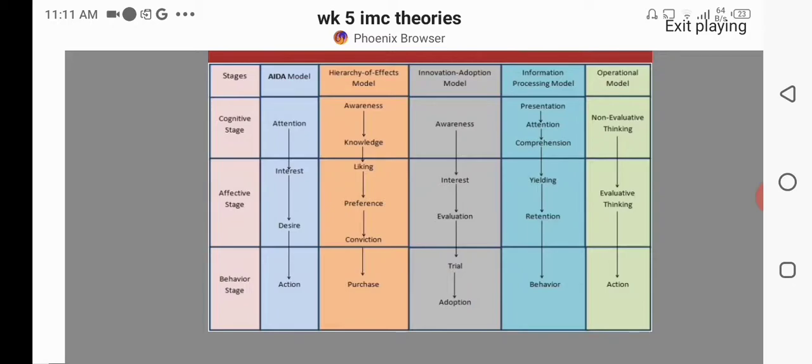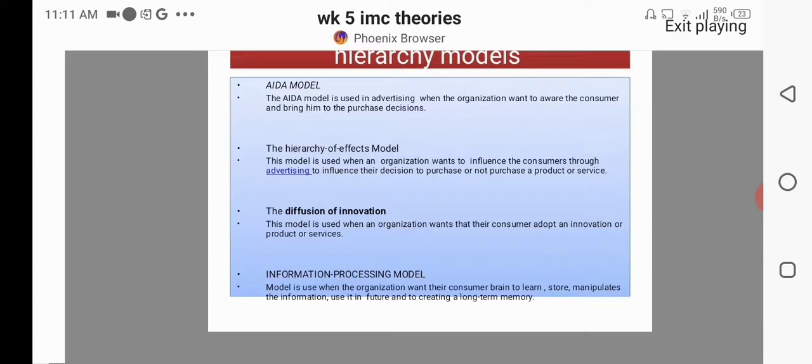And the operation model is non-evaluating thinking, evaluating thinking, and action taken in those models. Now, the needs or purposes, or why those models are used by marketers, what are the differences, or what are the different occasions that marketers use those models.